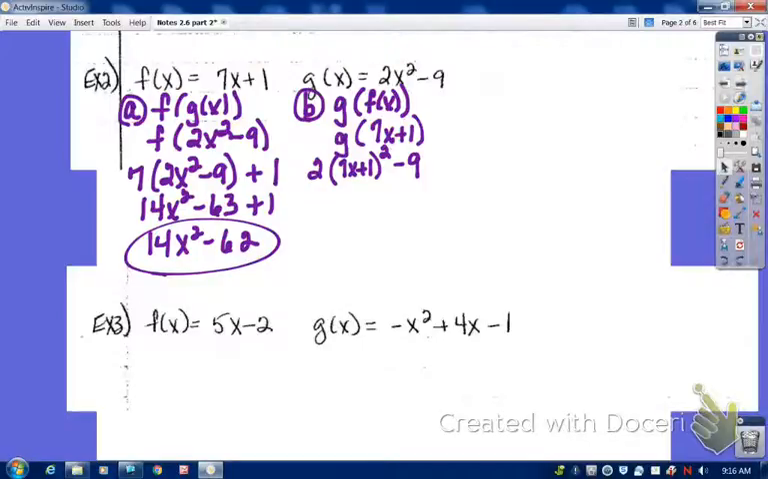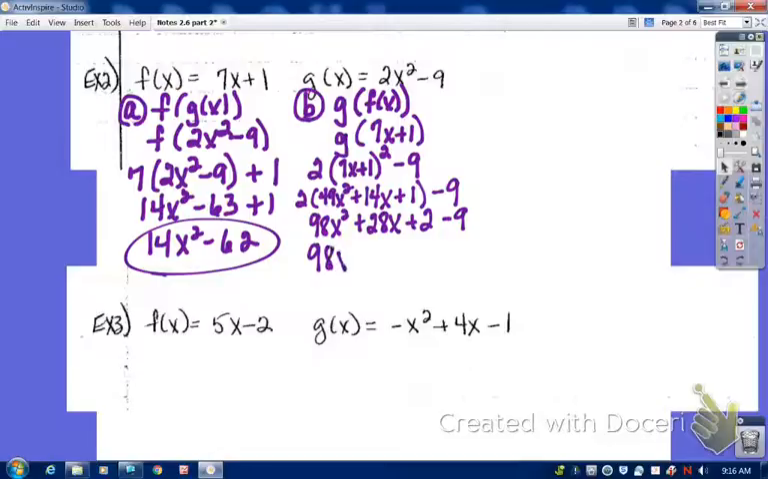Now I can't just distribute the 2 because I have something that is squared, and I have to do the square before I can multiply. So I'm going to do the square, and I'm going to get 49x squared plus what? Abby says 14x plus 1 squared is 1, minus the 9. Now I can distribute my 2, and I get 98x squared plus 28x plus 2 minus 9. And then I can combine like terms: 98x squared plus 28x minus 7.